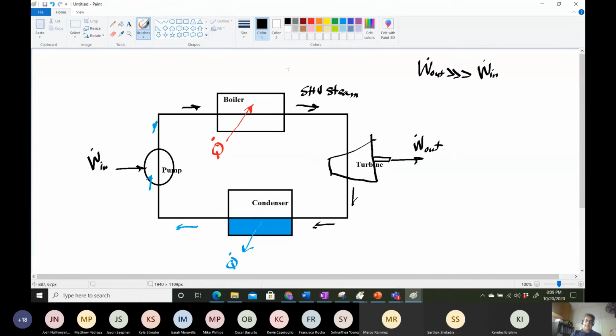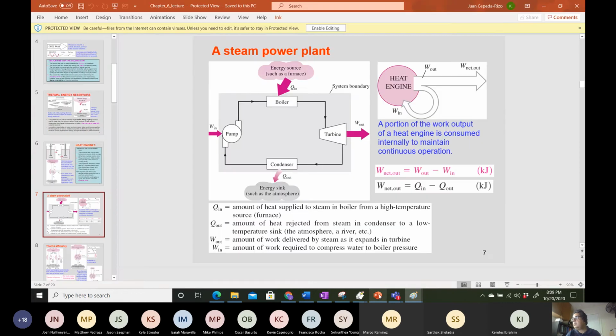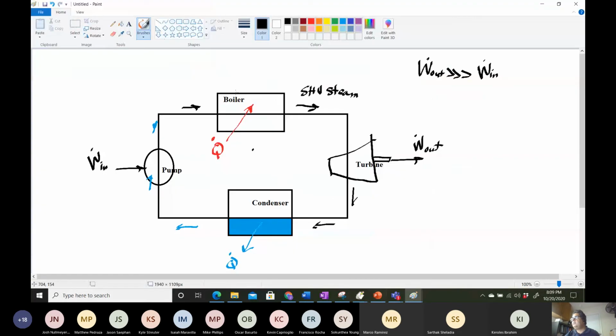So what do we call this? A steam turbine. What does the book call it? Steam power plant. Okay, so this is your steam power plant. I think I captured everything. Now, yeah, this is your steam power plant.